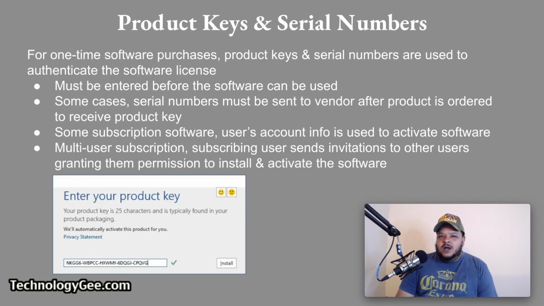So for the one-time software purchases, product keys and serial numbers are used to authenticate the software license. The software key or serial number must be entered before the software can be used. In some cases, the serial number must be sent to the vendor after the product is ordered to receive a product key that is entered to activate the software. With some subscription software, the user's account information is used to activate the software. With a multi-user subscription, the subscribing user sends invitations to other users, granting them permission to install and activate the software.